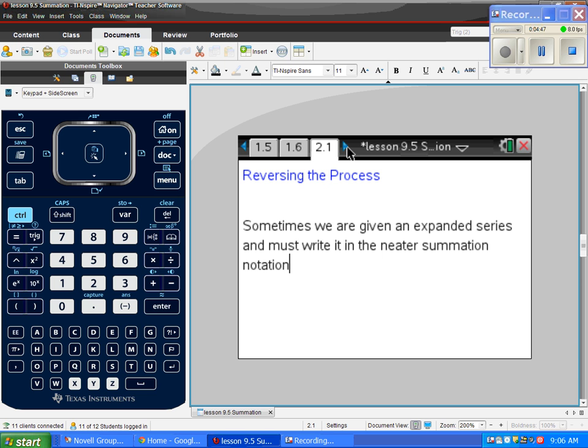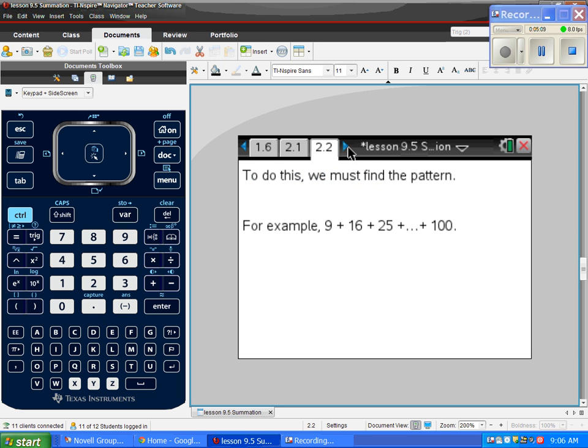All right. So let's take a look. A little more interesting and probably more along the lines of what they're going to ask you on the test is to give you the reverse. They're going to give you a series, like addition, something plus something plus something plus something plus something. And what you're going to have to do is figure out the pattern and put it in summation notation. So we have to find the pattern.